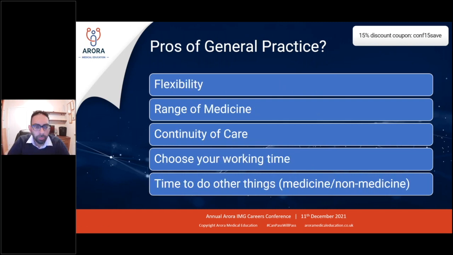So what are the pros of general practice then? One of the key things that's often talked about in general practice is flexibility. Flexibility to run your career as you like.